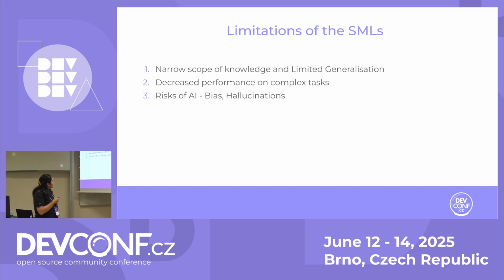And the risks of general AI, which are bias and hallucinations, they are of course there in the small language models as well. But it's just that these biases could be amplified since we are training on smaller data sets, so we have to be a little careful of the bias and the hallucination part as well. So yeah, these are the limitations.